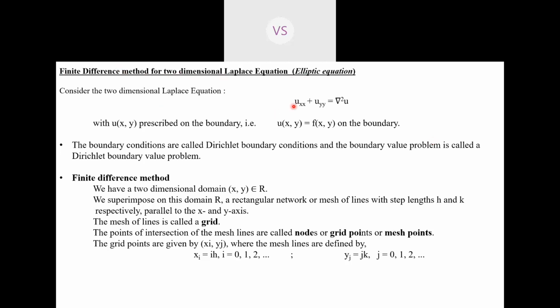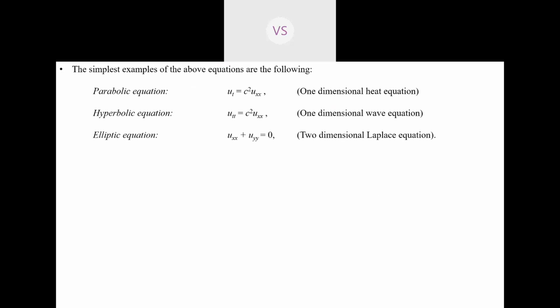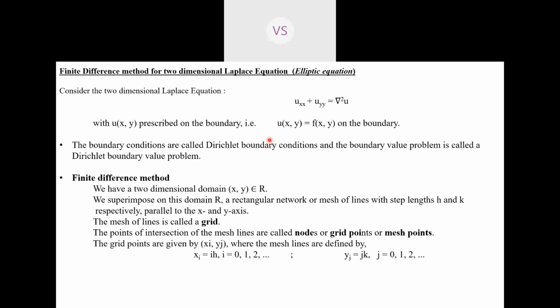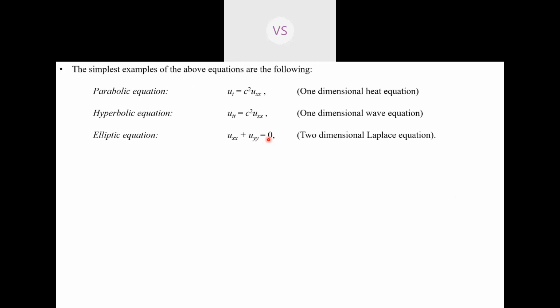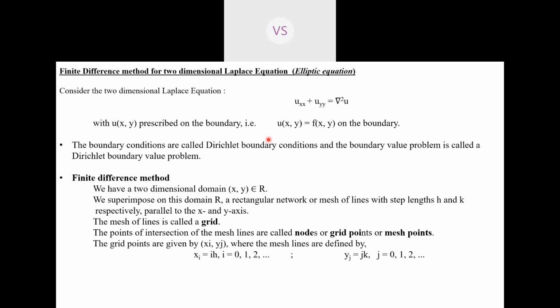It is written in this manner: u_xx plus u_yy equal to, actually it should be 0 over here. Don't consider delta square u over here, consider it as 0. You can see the elliptic equation is written in this form: u_xx plus u_yy is equal to 0. It should be 0 over here. I'll correct it later.